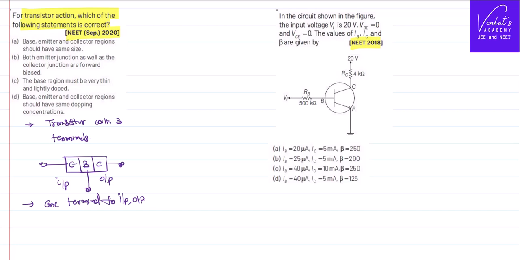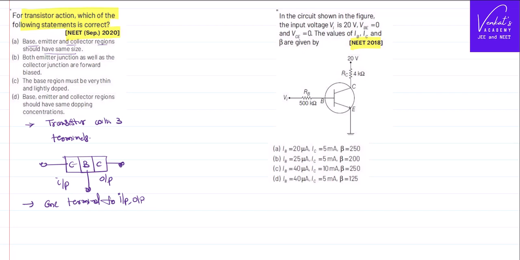I have done a detailed discussion about transistors in the video of that particular chapter. You can go and see. Here I am not going into the details. See the first option: base, emitter and collector region should have the same size. That need not be the case. Generally emitter is highly doped, base is lightly doped, collector is moderately doped. They depend on the size of the device, so they need not have the same sizes.